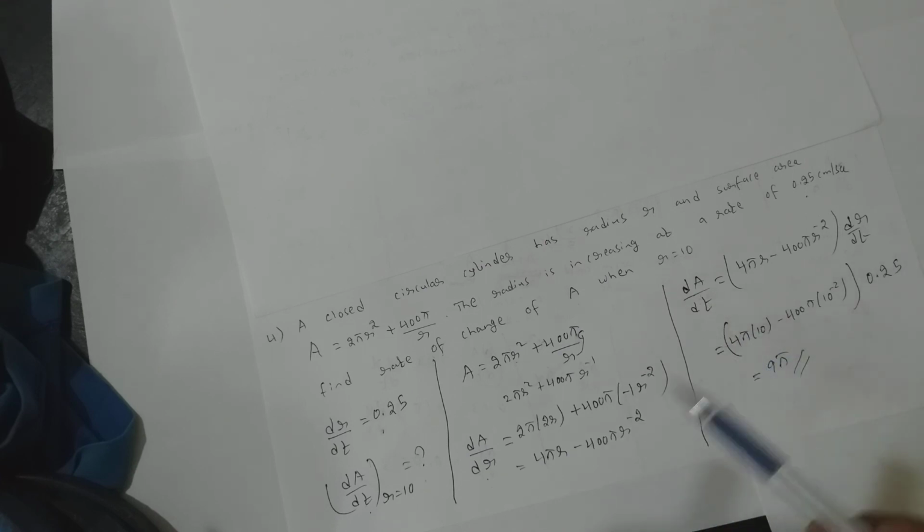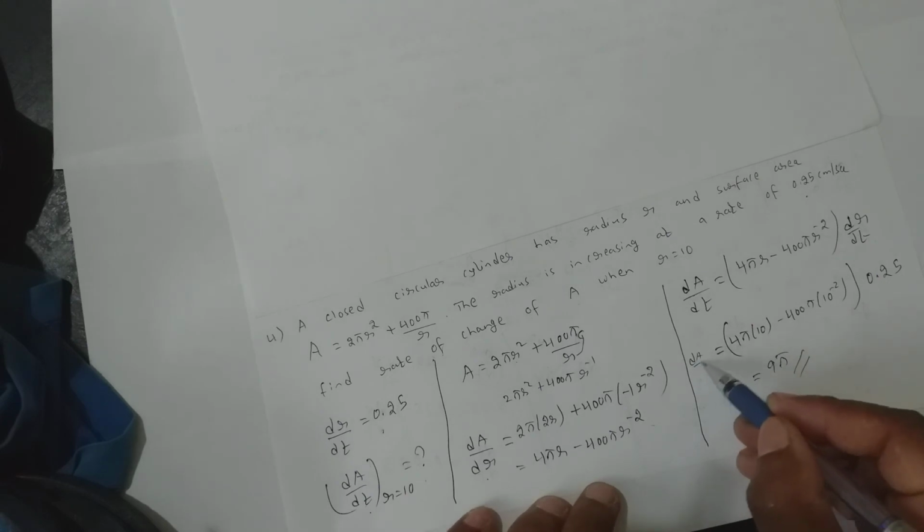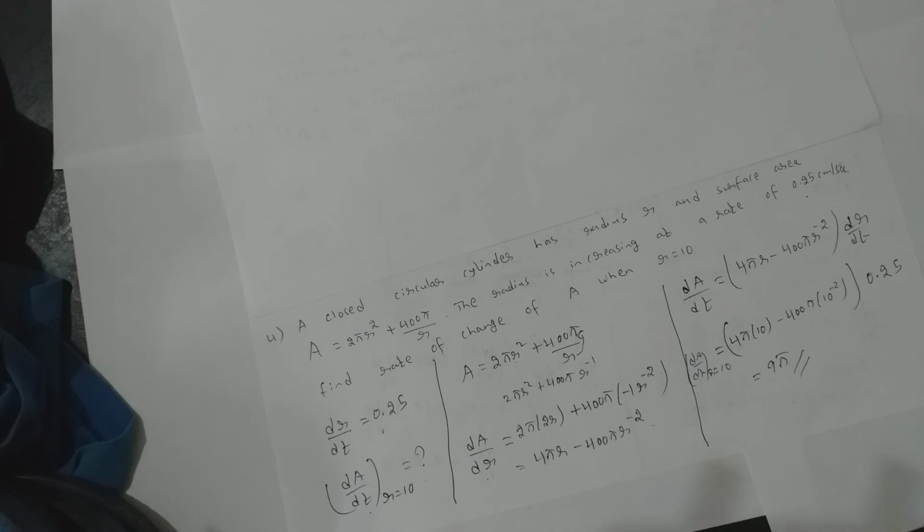Then dA by dt. Here dA by dr it is. To get dA by dt, write whatever you got here. At last just add d by dt of whatever letter is present here, r. So now r is 10. So dA by dt when given r value equal to 10 is what they are asking. So replace r by 10. I got 9 pi, that is the answer. Clear with this kind of sums?